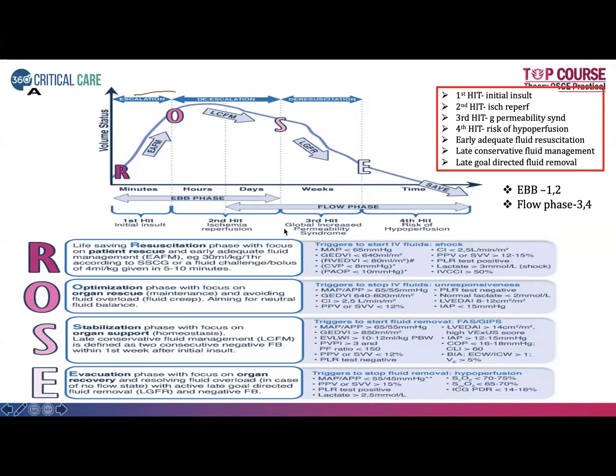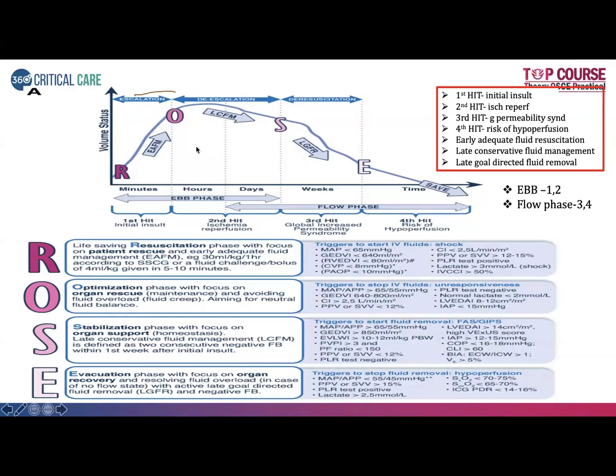Okay, you maintain late conservative fluid management. Okay, stabilization. So this phase, late conservative fluid management and organ support, is defined by 2 consecutive negative fluid balances within the first week. So as your first week ends, you target day 3, 0 balance, day 7, target negative balance.